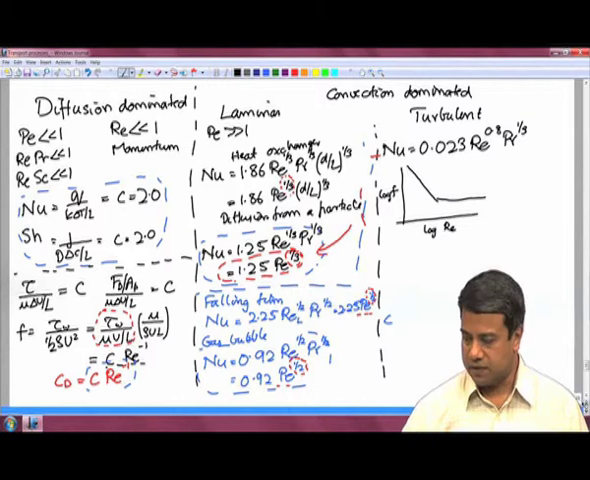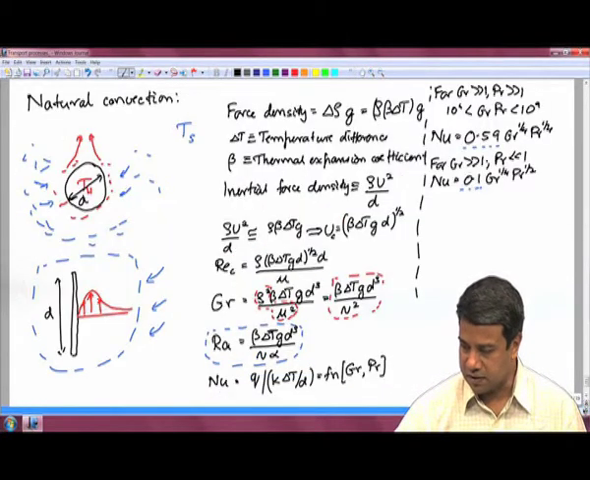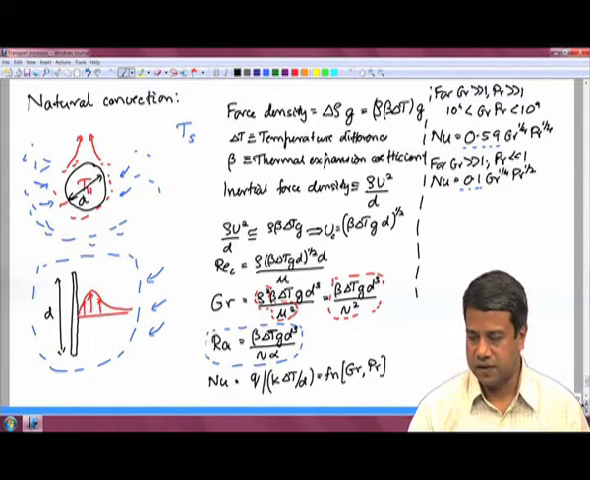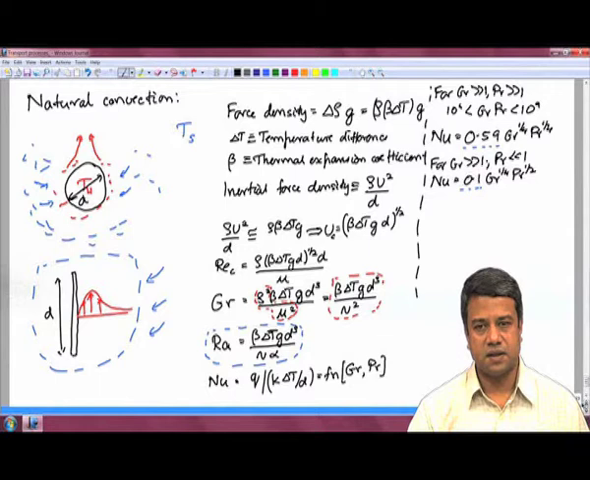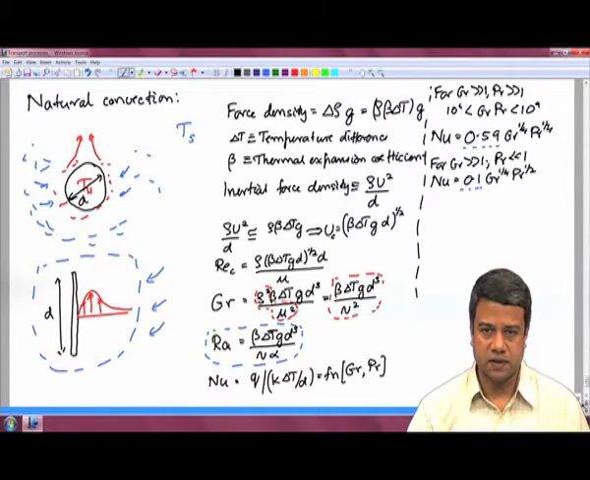Then there is a third regime of turbulent flow, where the dimensionless numbers are a lot more complicated. And we also talked about natural convection. In this case, the velocity is determined from the force density exerted due to the temperature difference due to a heated object.